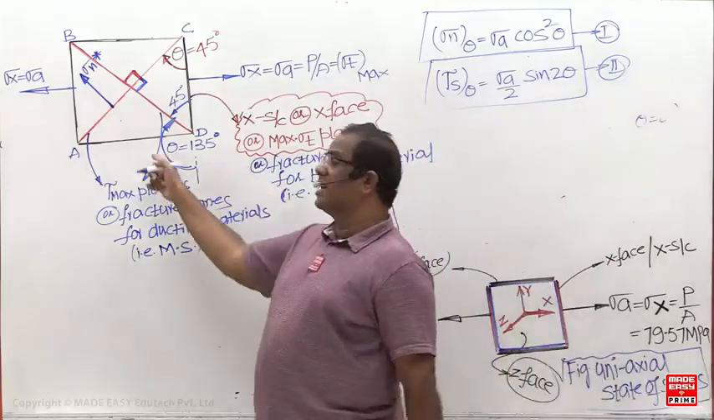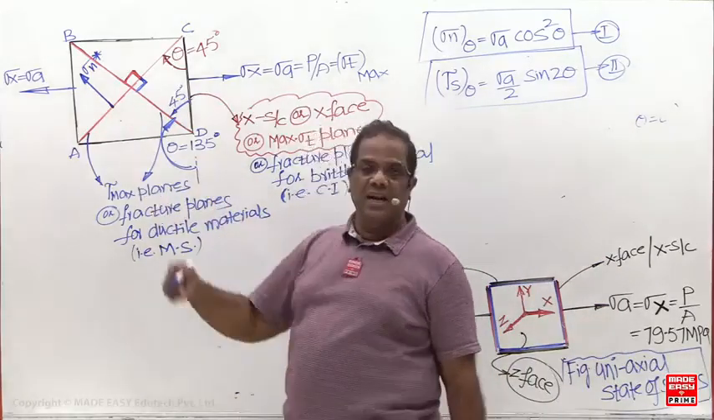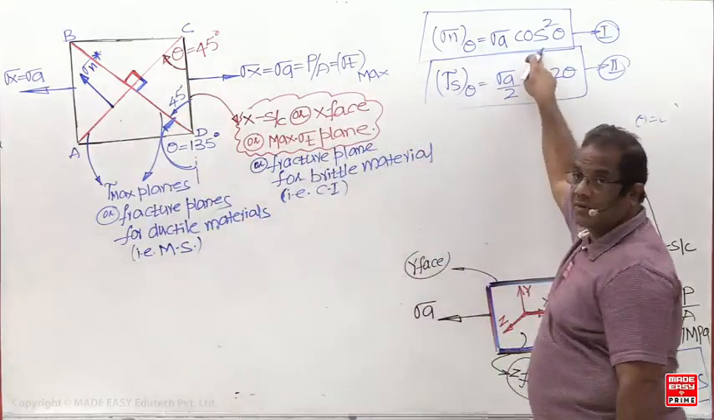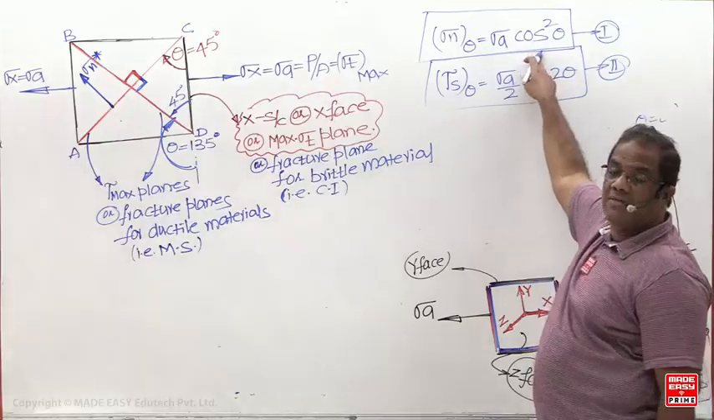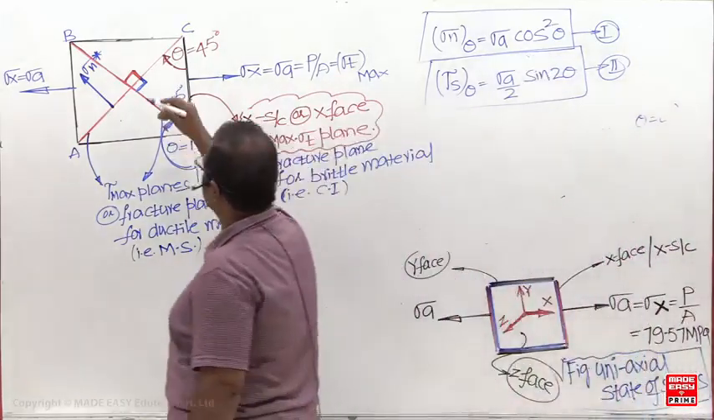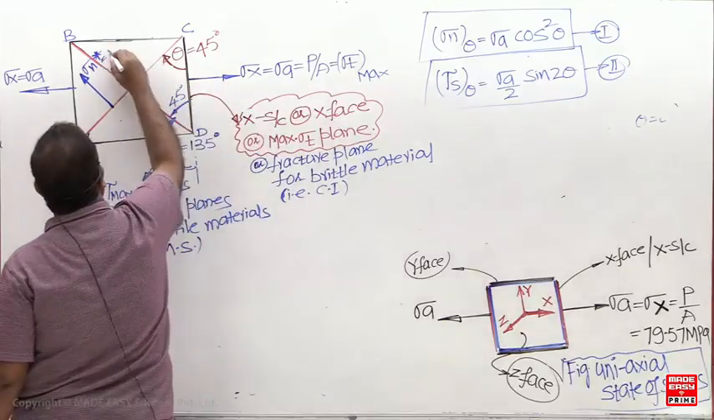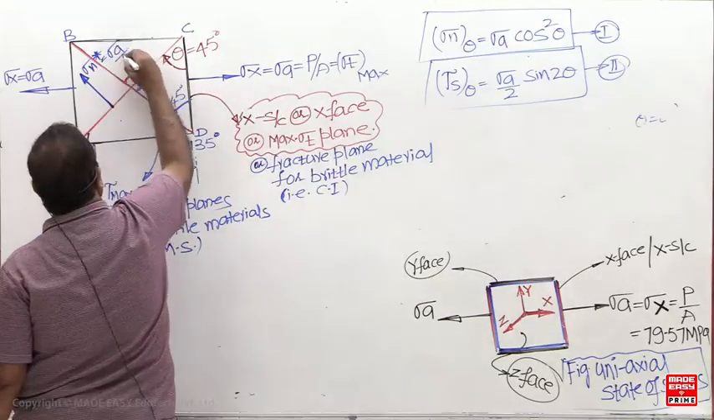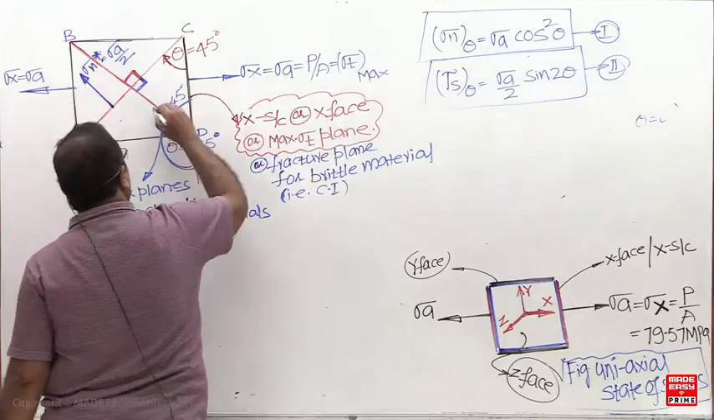Similarly, at an angle of 135 degrees, cos square 135 is minus 1 by root 2 whole square. Once again, it is sigma A by 2. So this value will be the same here also.